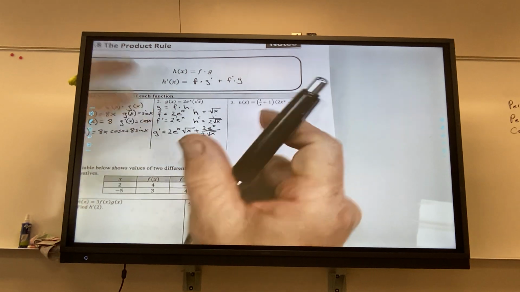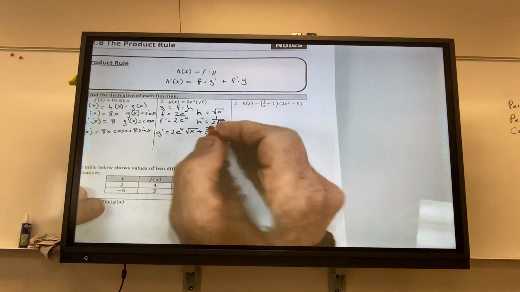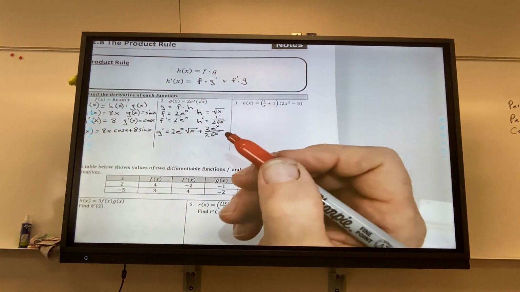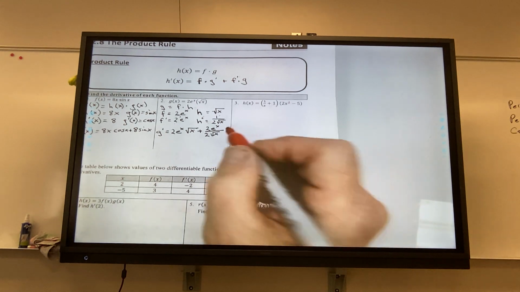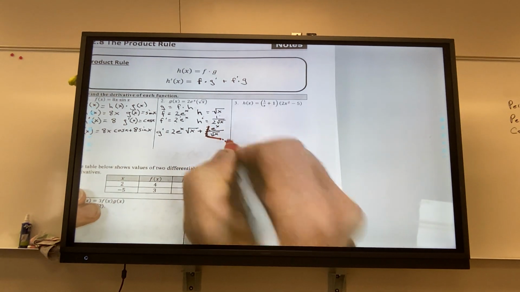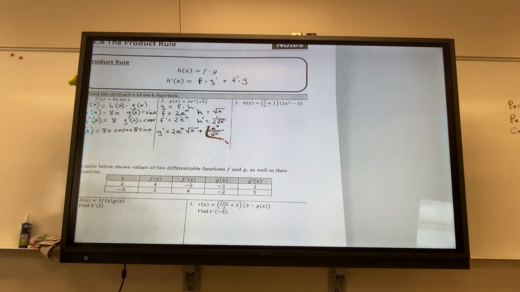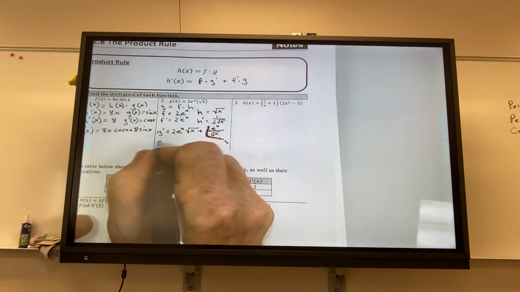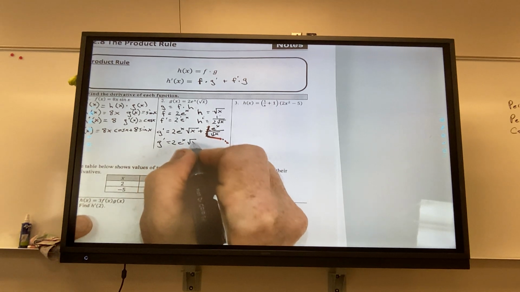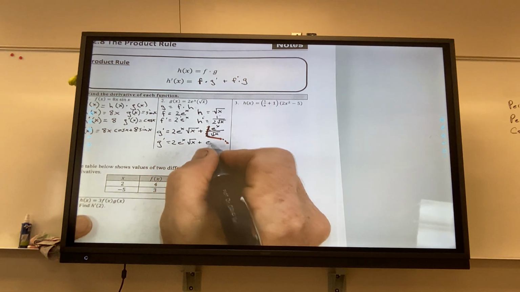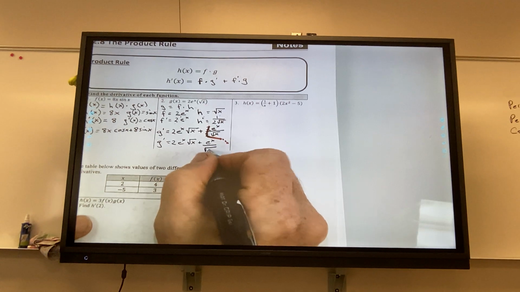Okay, and then if I wanted to, which I always want to, because there's extremely great gratification when I get to do this. Okay. So my derivative is equal to 2e to the x square root of x plus e to the x over the square root of x.